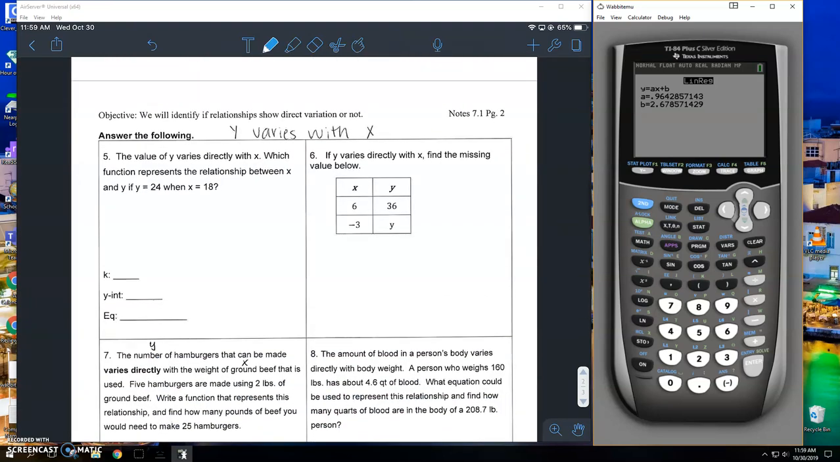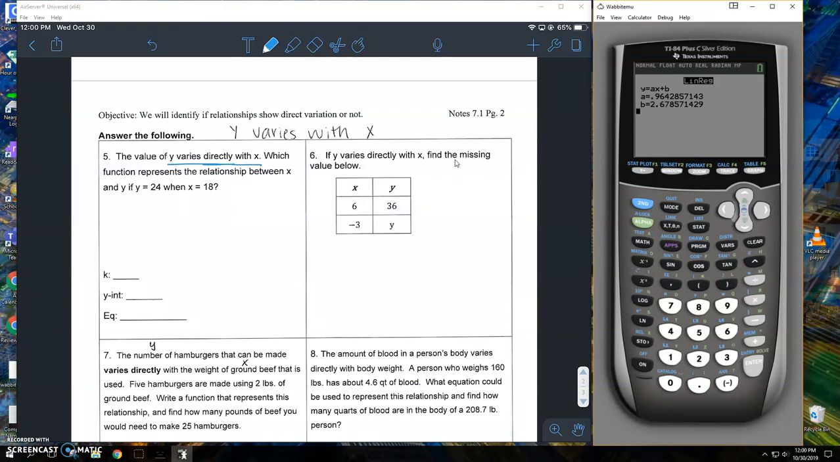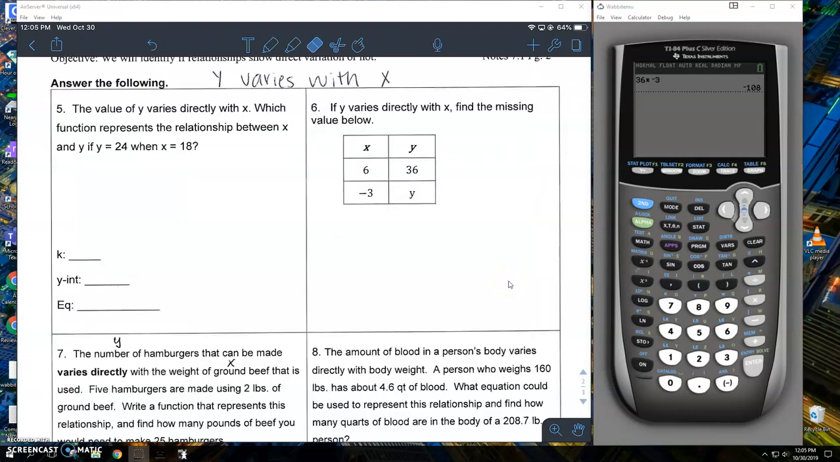Okay, flipping it over to the back, it says answer the following, and we want to look at number 5. The value of y varies directly with x. Okay, so when it varies directly with x, that's going to give us some key information. Which function represents the relationship between x and y if y is 24 and x is 18? So it tells me that the value of y varies directly with x.